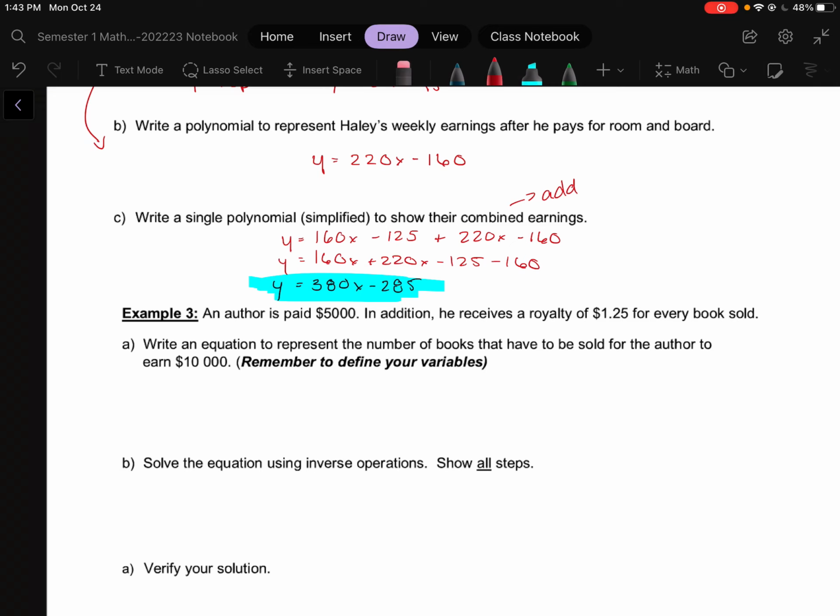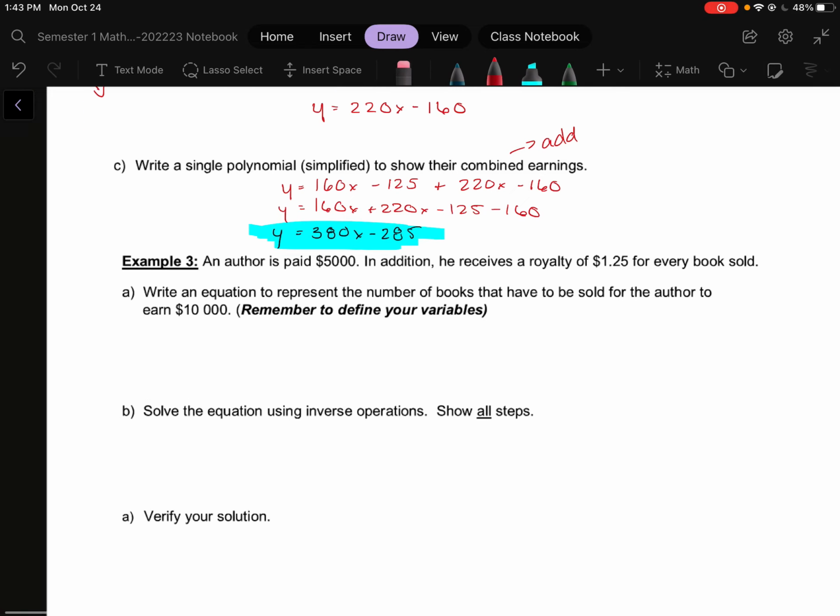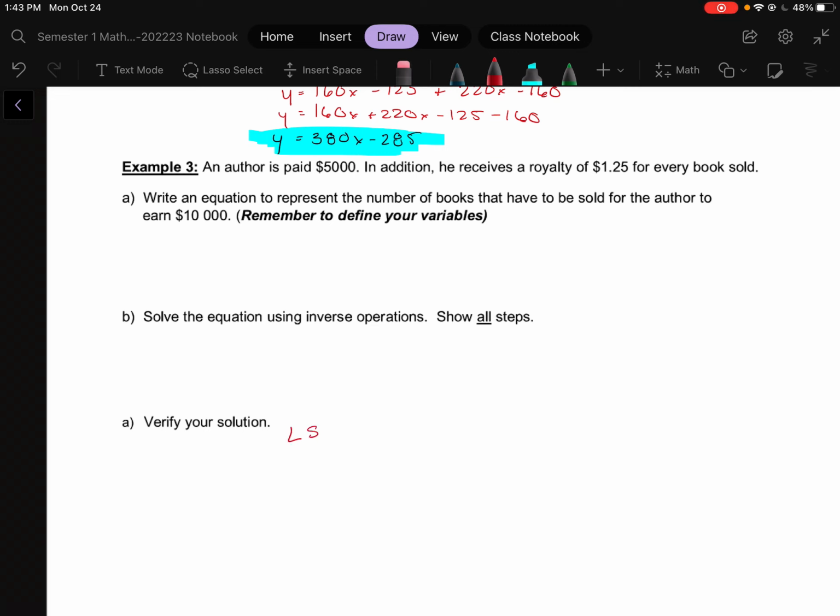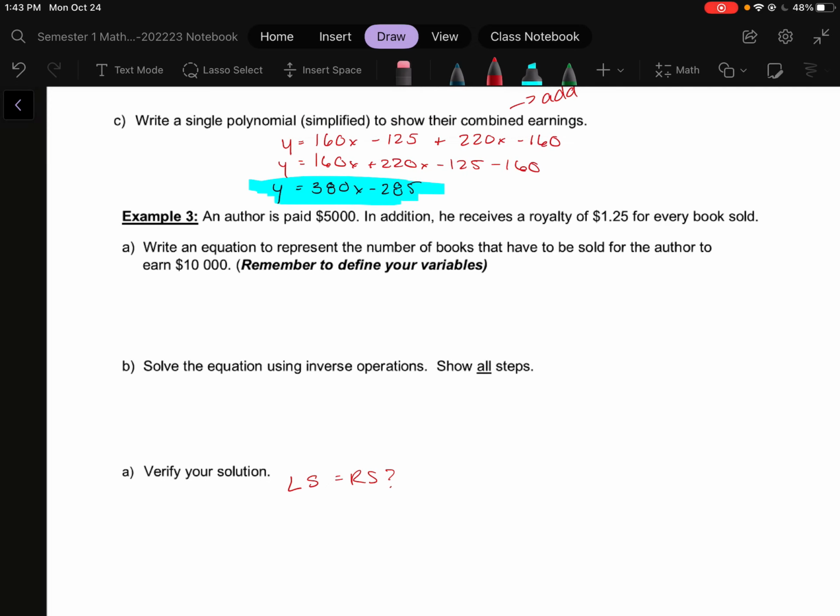So now, based off of this question here, example 3, I want you to try this out on your own. I want you to make sure that you go step by step, write your equation, don't forget to define your variables, and then solve the equation. Don't forget to use your inverse operations to solve, and then verify your solution. Verify your solution means left side to right side. Does it equal that? Okay, so I want you to try this out now. Figure it out. So pause right now.